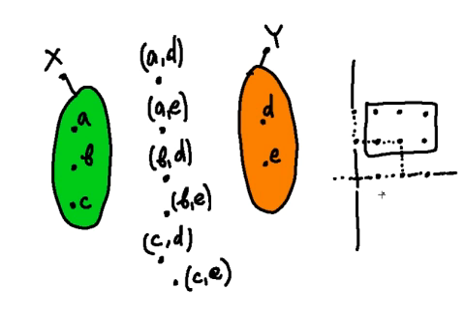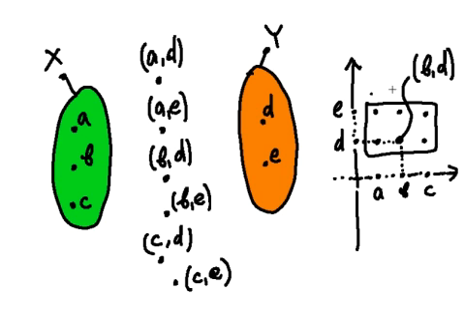For instance, if this is A, B, and C, and this is D and E, then this ordered pair here is the ordered pair BD, since it projects on the horizontal axis to B and on the vertical axis to D. And of course, this picture is very familiar for those who have seen and worked with the Cartesian coordinate system.